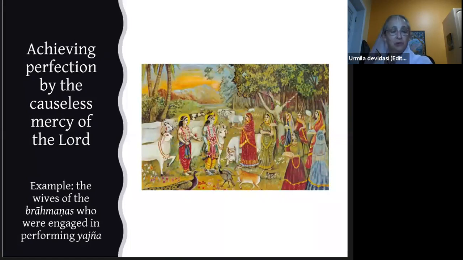Achieving perfection by mercy. One example is the wives of the Brahmanas. Their husbands say they didn't do any sadhana, they didn't do any reformatory activities. And we had the question, well, why didn't they? One of the students said, why didn't women do these? Historically speaking, we find times in very ancient history where women did engage in all the reformatory activities. Then we also had times when they didn't. And then we had times again when they did.